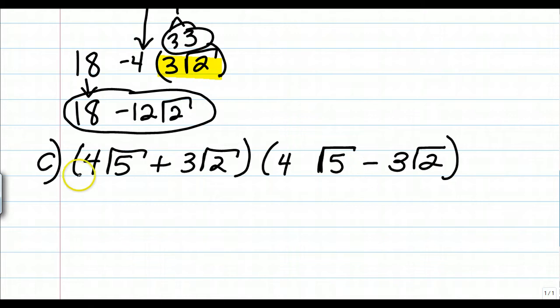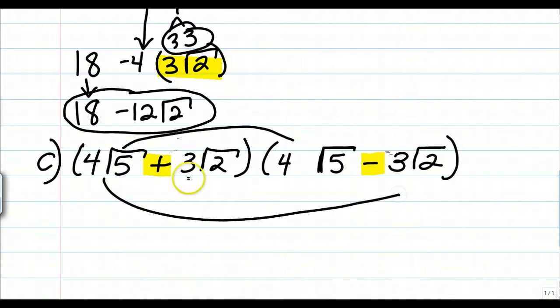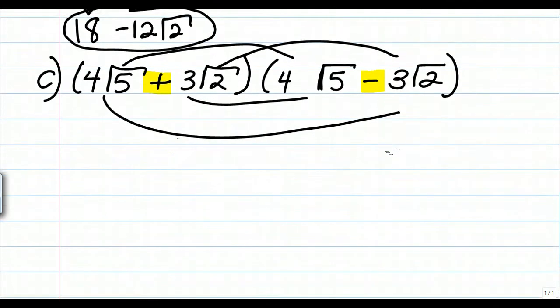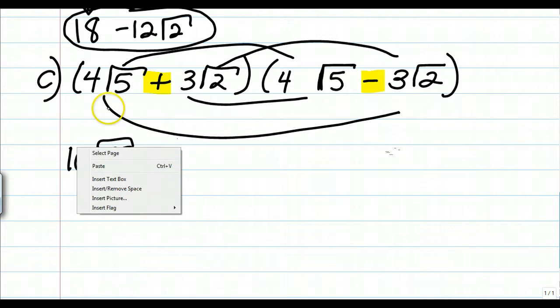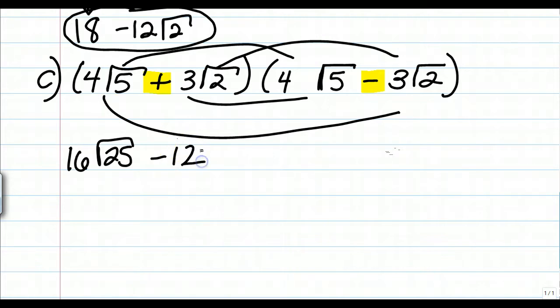Okay, so if you notice, these are exactly the same problem, except this is a plus and this is a minus. So what you can do is, I'll FOIL it the long way first, and then I'll show you that the middle terms are always going to drop off when it's exactly the same, but plus and minus. So 4 times 4 is 16. 5 times 5 is 25. 4 times negative 3 is negative 12. And 5 times 2 is 10.